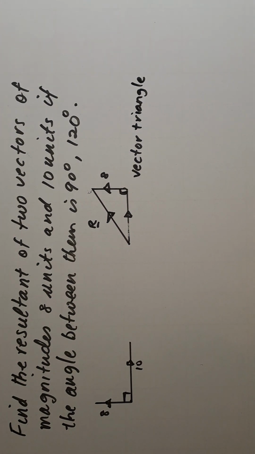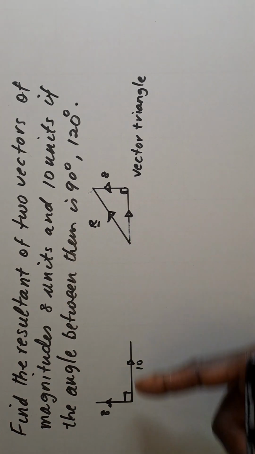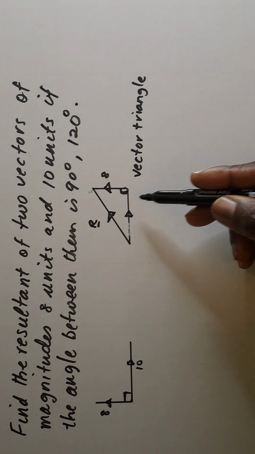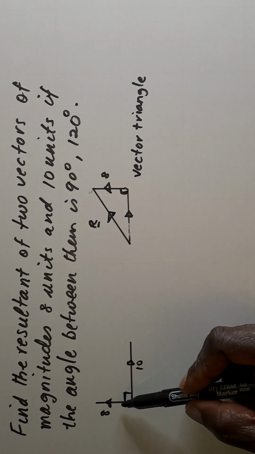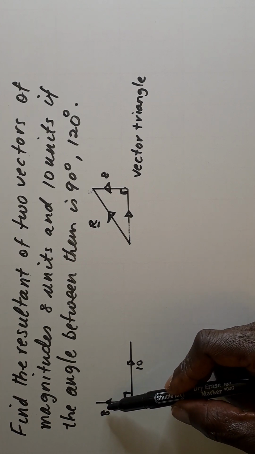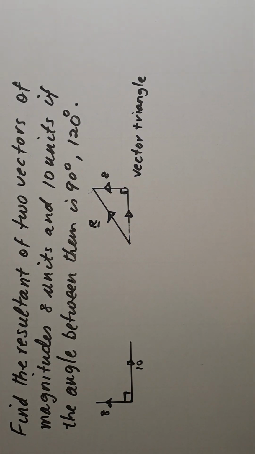Find the resultant of two vectors of magnitudes 8 units and 10 units if the angle between them is 90 degrees in the first instance and secondly 120 degrees. We'll tackle the 90 degrees angle first. So here we have the two vectors, and this is our vector triangle. Note that the vector of magnitude 8 is not necessarily in this position. So we've drawn it here and we've completed our triangle with the hypotenuse being the resultant.